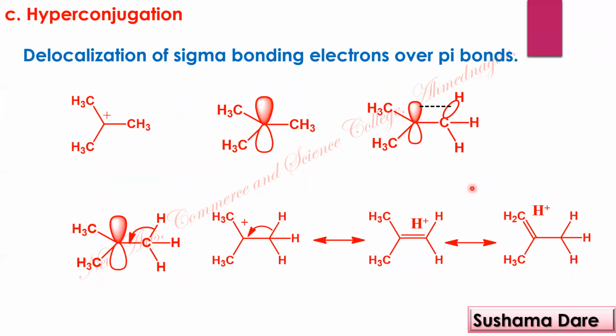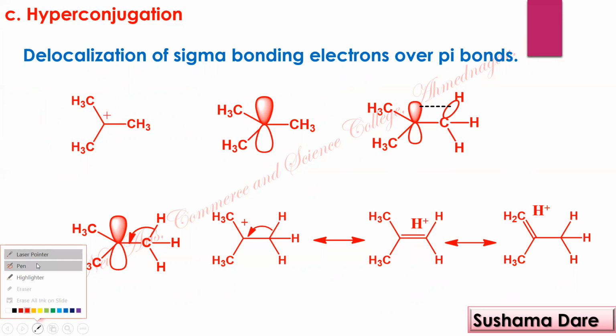Now this is the third factor, hyperconjugation effect. So what is hyperconjugation effect? It is the delocalization of sigma bonding electrons over a pi bond. So look at here, this is a tertiary carbocation and this one is the alpha carbon.